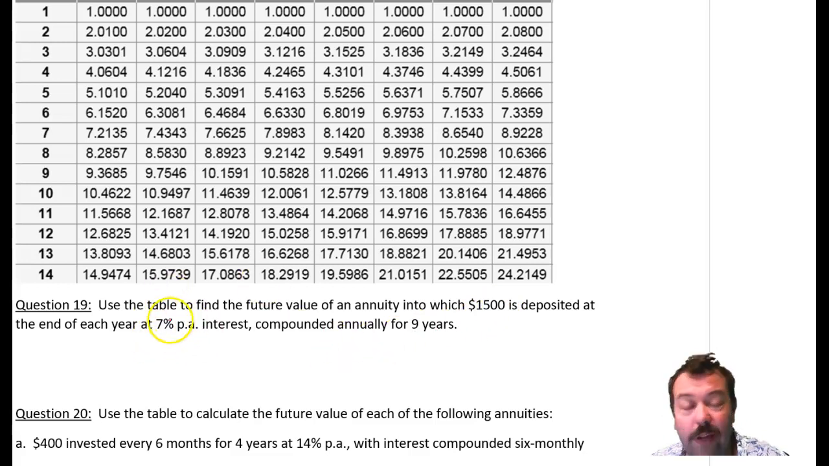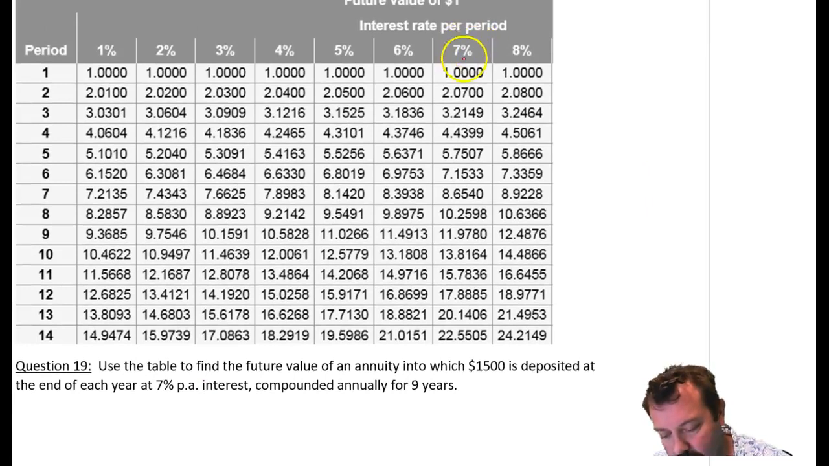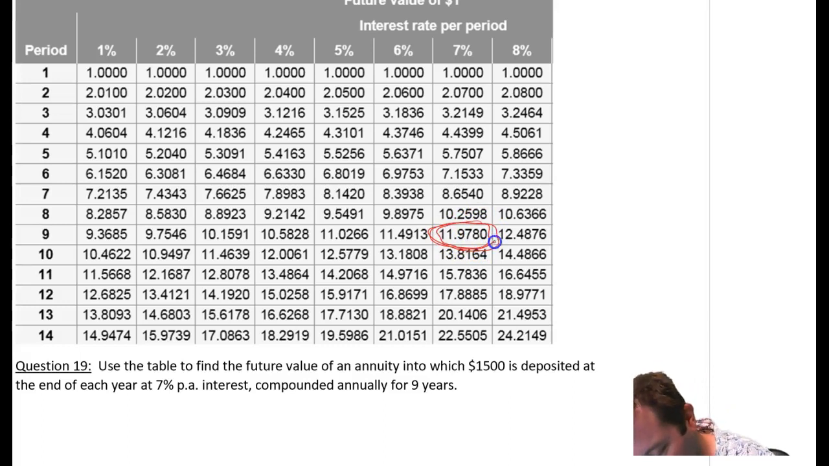So we need to find 7% per annum. Again, we have to be careful to make sure that the rate, per annum, matches the time frame we're using for our calculation. So 9 years, 7% per annum. We're dealing in years consistently. That's good. So I look at my table. Whoops, I'll scroll down a little. I look at the 7% column here. There's my 7% column and 9 periods. So where the 7 and the 9 intersect, I get this value here.